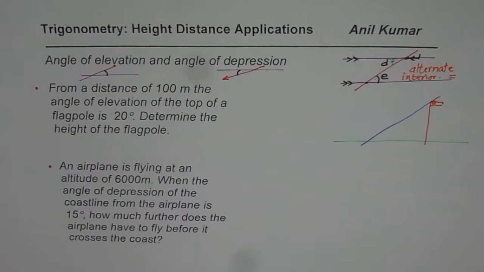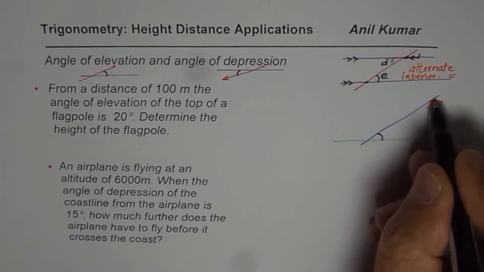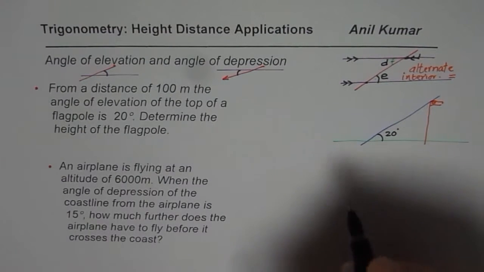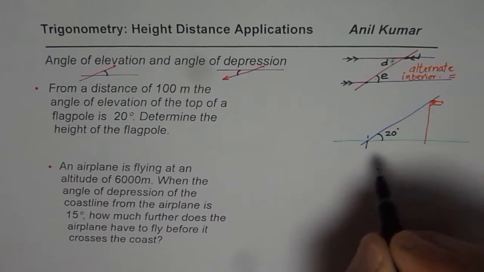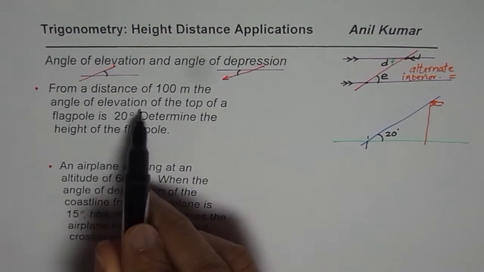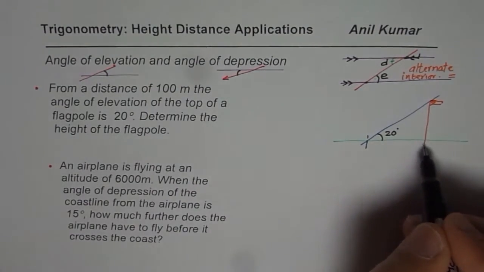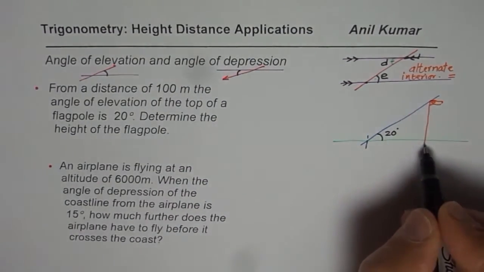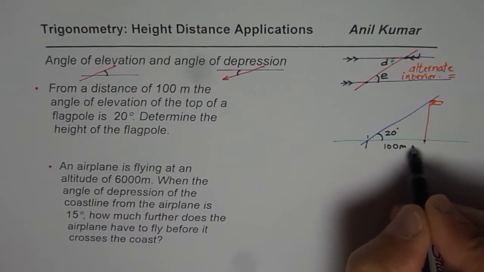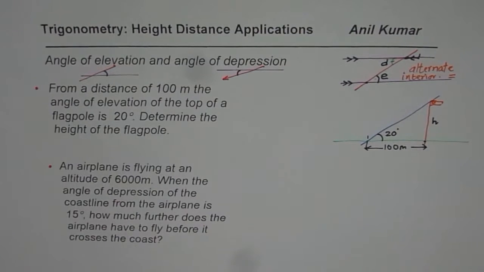What we are given here is the angle of elevation. This angle of elevation is the angle which the line of sight makes with the horizontal, that is 20 degrees. That is given to us. We are also given one more thing, the horizontal distance: 100 meters from the base of the pole. Sometimes to make it clear, we say it is from the base of the pole. What you need to find is the height, h. That is your question.